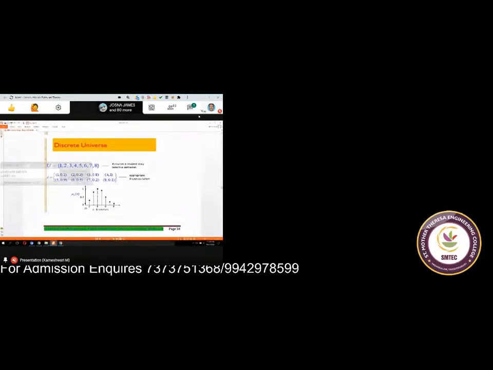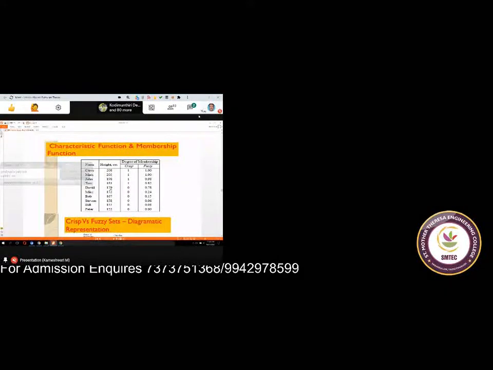For 2, we have assigned the membership value 0.3. Similarly, for 4, we have assigned the membership value 1. In this way, we can denote it geometrically. This geometrical representation plays an important role while handling applications. I will tell you later. This is the continuous inverse representation. Then characteristic function and membership function. We are going to understand the difference between characteristic function and membership function.